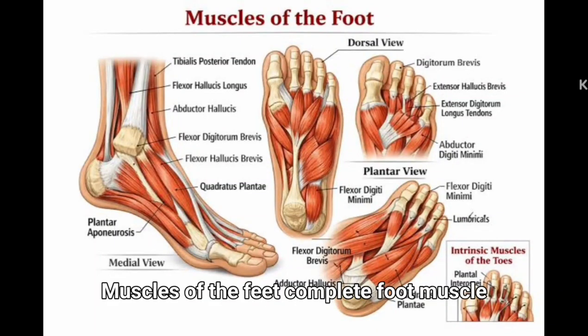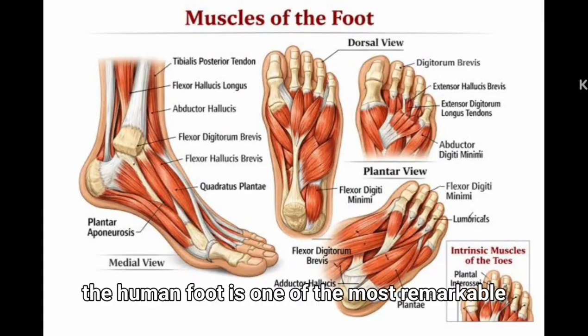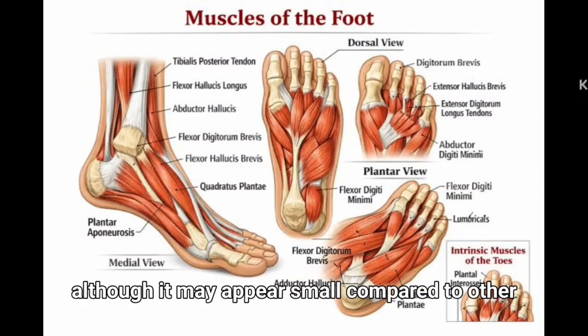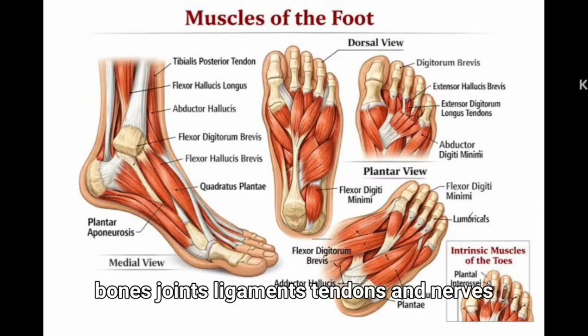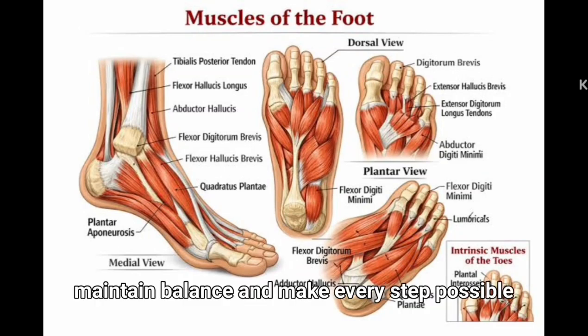Muscles of the feet. Complete foot muscle anatomy explained. Structure, functions and movement. The human foot is one of the most remarkable structures in the body. Although it may appear small compared to other body parts, each foot contains dozens of muscles, bones, joints, ligaments, tendons, and nerves working together to support the body's weight, maintain balance, and make every step possible.